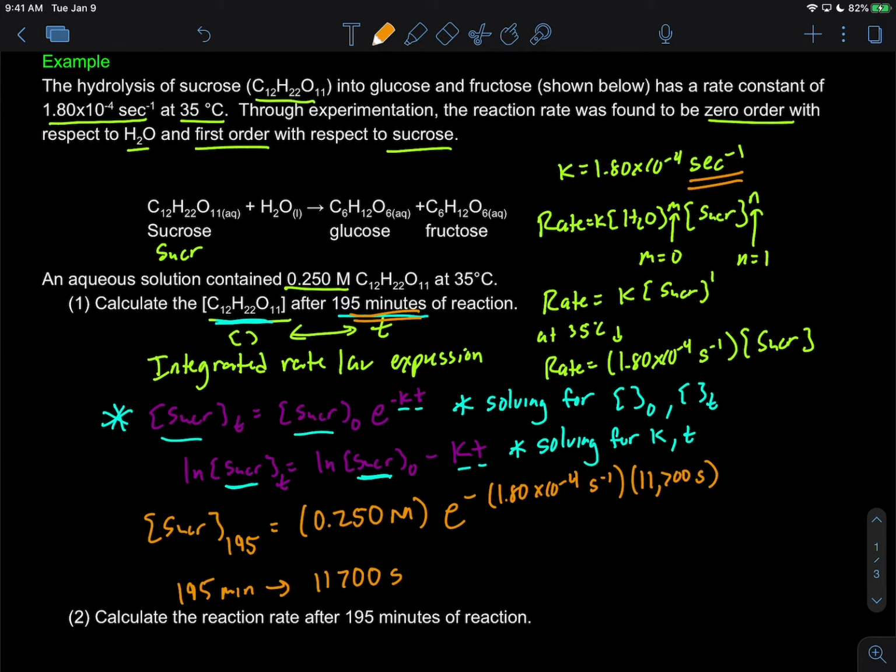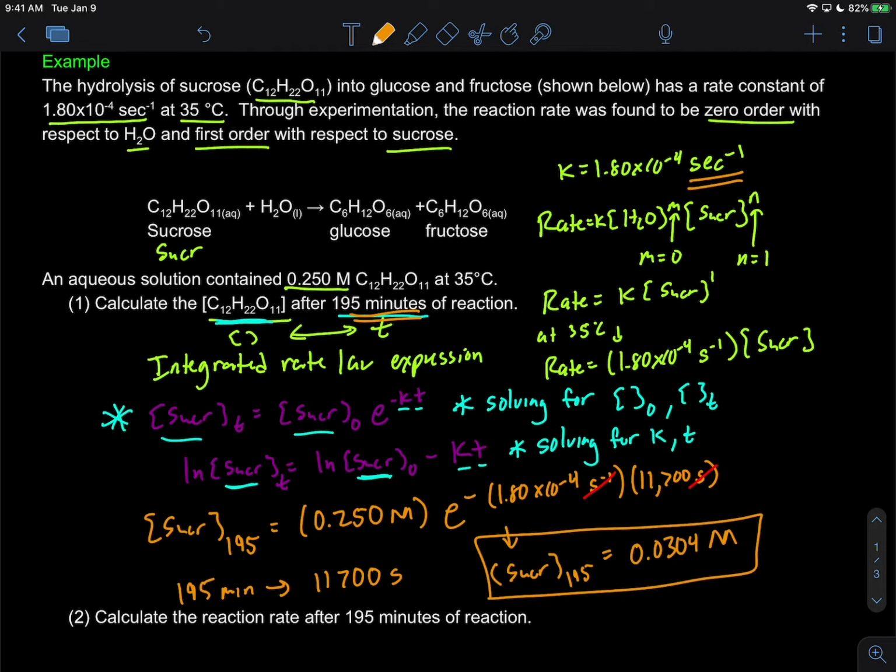And so now we have the amount of time that our reaction has occurred, and let's go ahead and make sure that we're going to get the right units there that cancel out. And so what we'll find once we go ahead and calculate this is that the sucrose concentration after 195 minutes is going to be 0.0304 molarity. So that's the concentration that we would have after 195 minutes. And again, reminding us that we're relating concentration versus time, and we knew that this was first order, so that's why we looked at those two integrated rate law expressions.